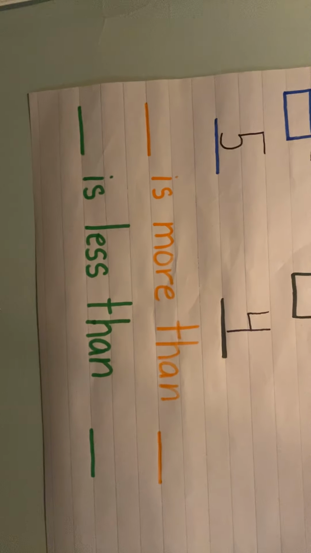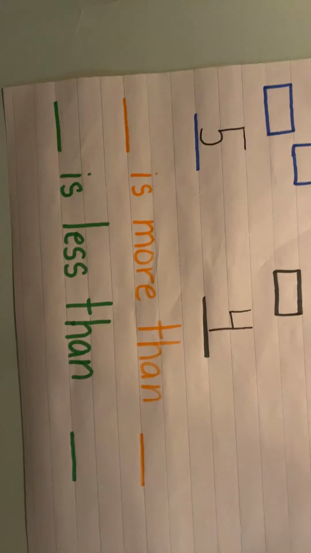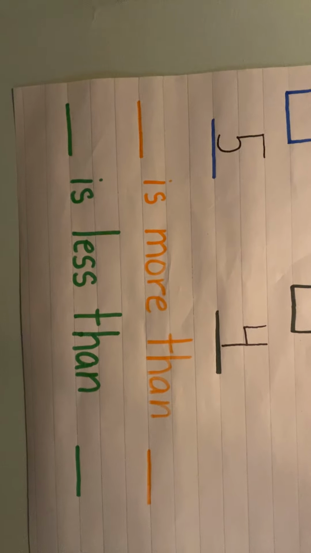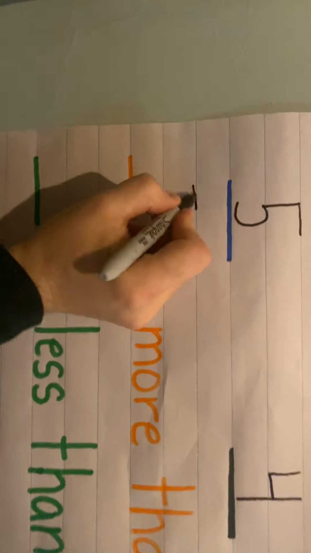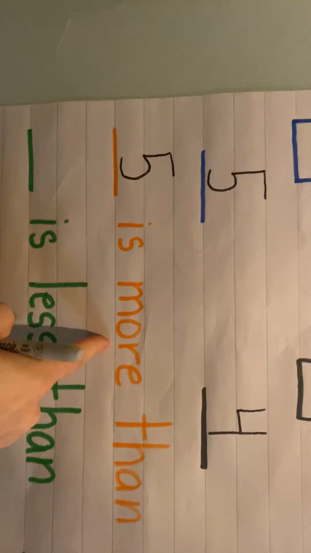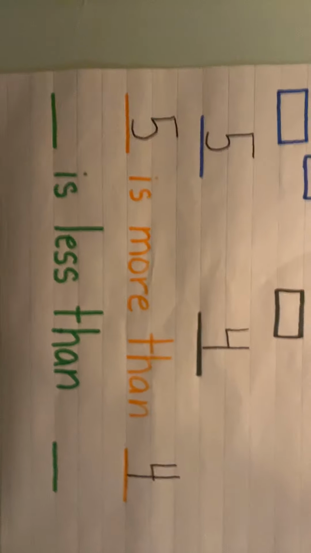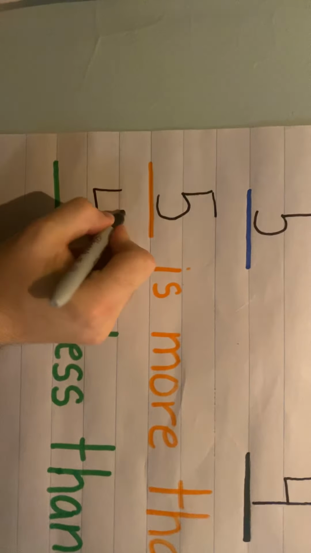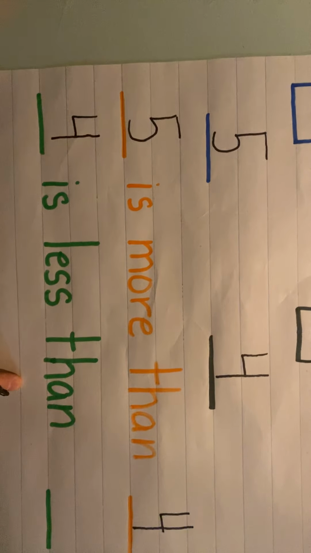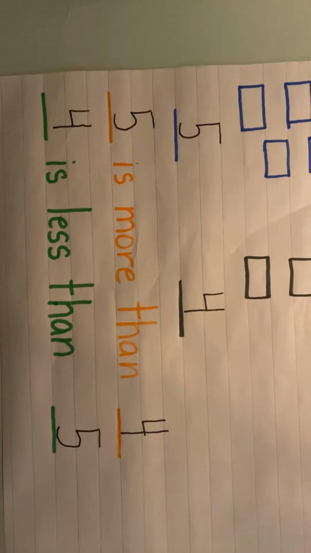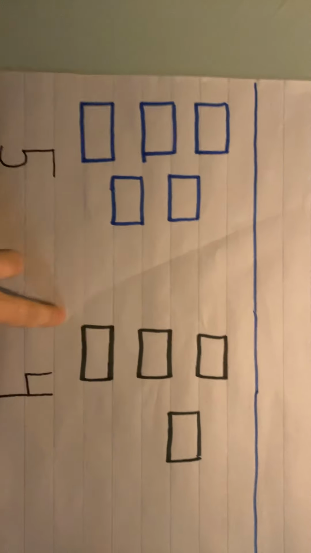So this is a little number sentence here. And we are going to fill that number sentence in together because we can say the number sentence 2 ways. We can first start off by saying 5 is more than 4. Or we can say that 4 is less than 5. Great job. What we're doing here, boys and girls, is we are comparing the quantity of rectangles, meaning the amount of rectangles that we have.